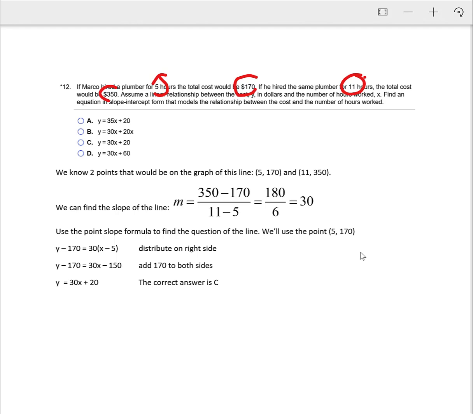And if you remember, the point slope formula is y minus the y coordinate of the point I picked, which here is 170, equals 30, which is the slope, times x minus the x coordinate of the point I've selected, which is 5. And if I go ahead and distribute on the right side and then add 170, I come up with y equals 30x plus 20. And I could check and make sure that both of these points that I identified up here actually satisfy that equation.